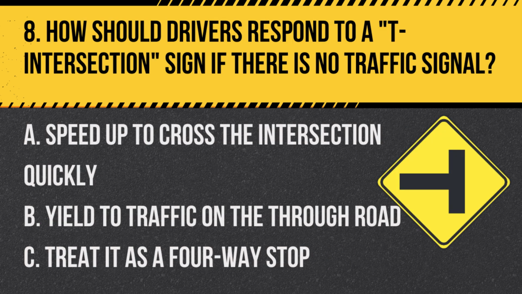Question 8. How should drivers respond to a T intersection sign if there is no traffic signal? A. Speed up to cross the intersection quickly. B. Yield to traffic on the through road. C. Treat it as a four-way stop. Answer B. Yield to traffic on the through road. At a T intersection without a traffic signal, drivers should yield to traffic on the through road.